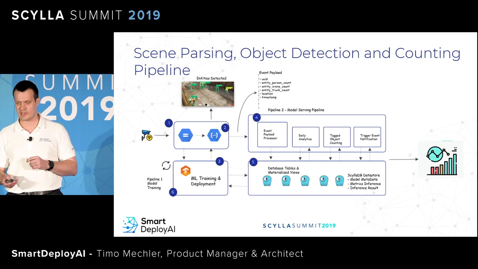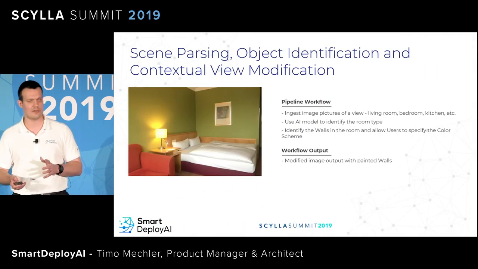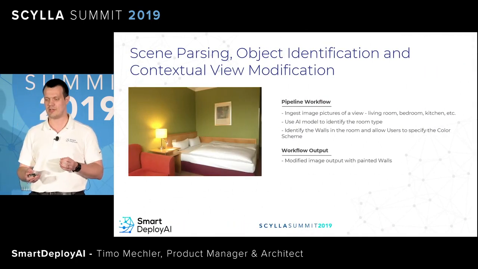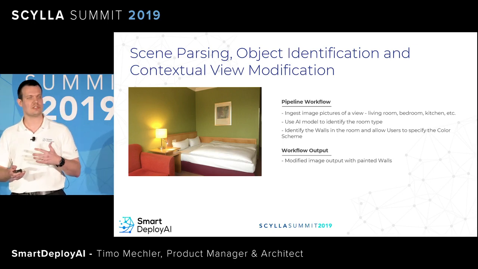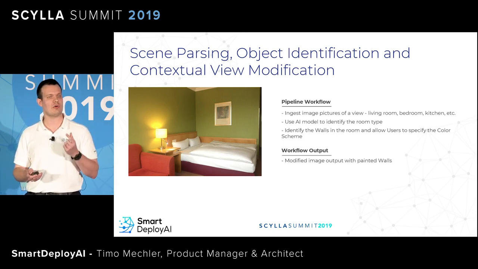The other use case that I want to talk about actually involves using AI to paint walls. A very interesting use case where essentially you use your phone, let's say, to upload an image, and it'll detect the wall in that image and allow you to apply different paint schemes to that image.